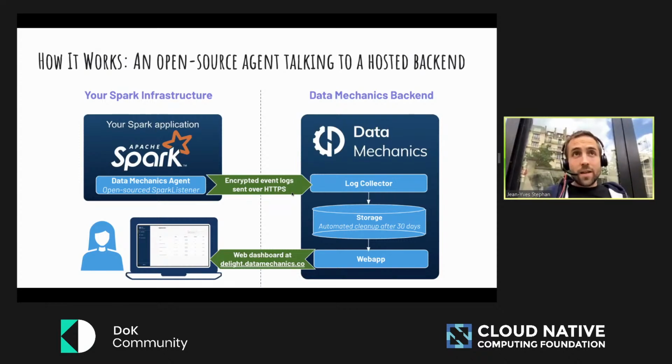The data we're sending is not the sensitive data, like the data that Spark works with. It's really metadata about your Spark applications, like how much data did I read, how much data did I write, how much memory did I use, how many CPUs am I using, and so on. And then we collect this data and we make it available on a web dashboard, delight.datamechanics.co, and these logs get automatically deleted after 30 days.